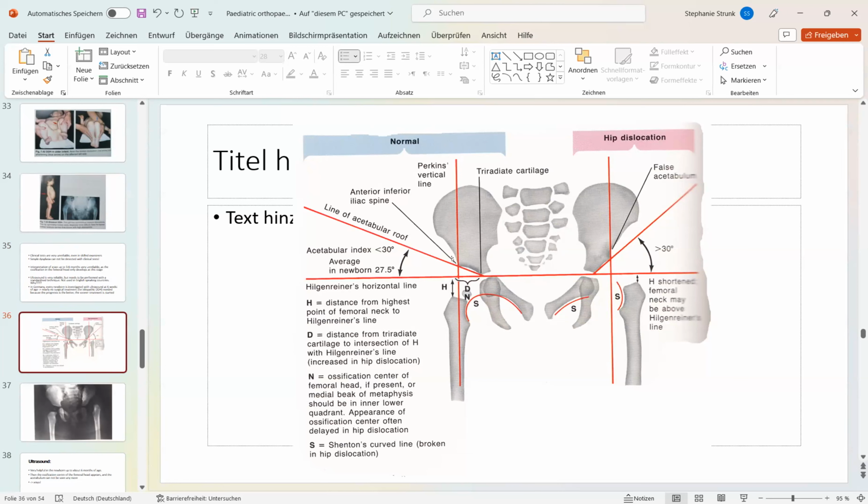Here you can see the acetabulum is pretty flat. Here it's very steep. The angle is more than 30 degrees. Here the angle should be below 30 degrees. You can easily imagine that this acetabulum cannot hold a femoral head down here. Where should it go? There's no way, it's blocked here. Here, there's no block.